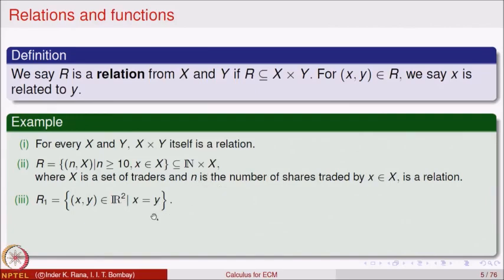Another relation possible between real numbers could be x comma y belonging to R2, where x is equal to y. Right. This example does not really say anything much towards some activity relating to economics or so on, but that is a relation, right. So, x is related to y if x is equal to y. For example, 10 will be related to 10, but 10 will not be related to 5, right.